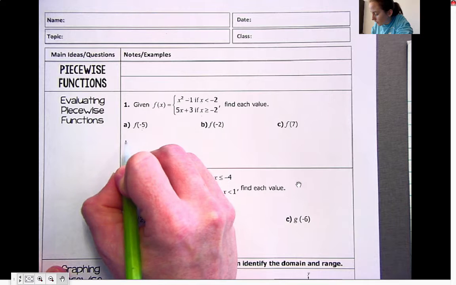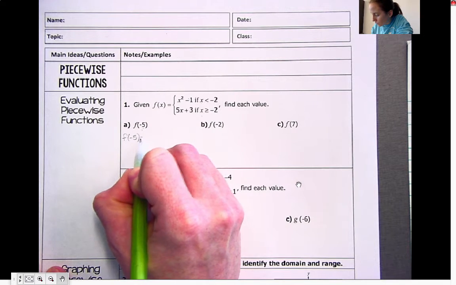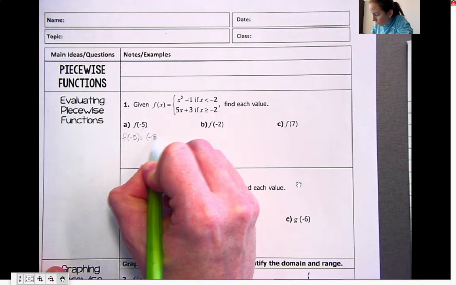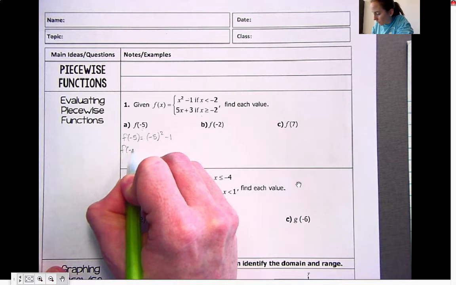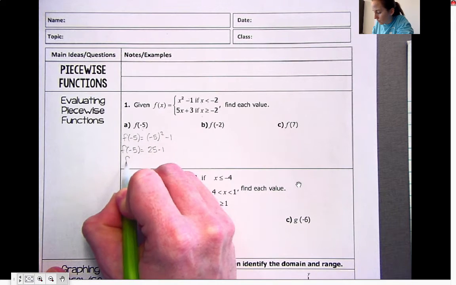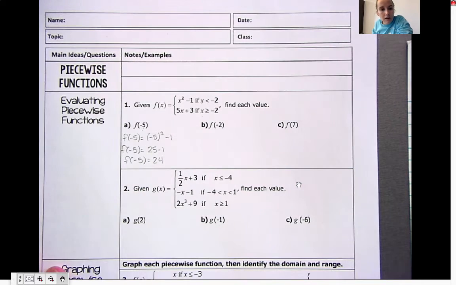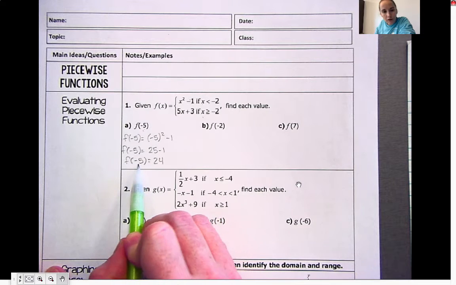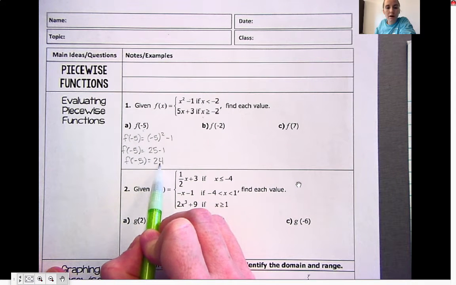So I say, okay, in that case, f at -5 equals, I put in my -5 for x, -5 squared minus 1. So f at -5 equals 25 minus 1. F at -5 equals 24. If I wanted to graph this, I would go to the x value -5 on my coordinate plane, and then I would go up until I got to 24 on the y-axis.